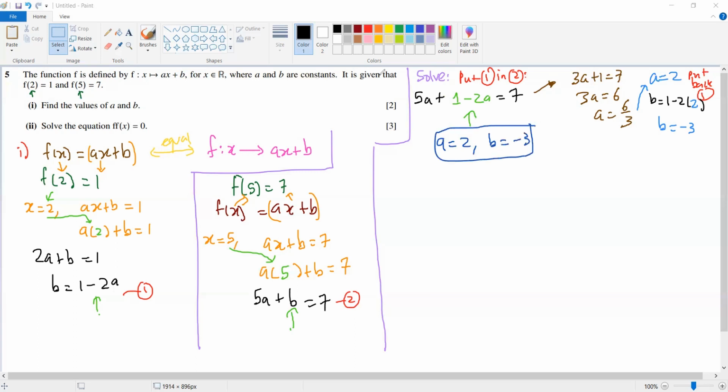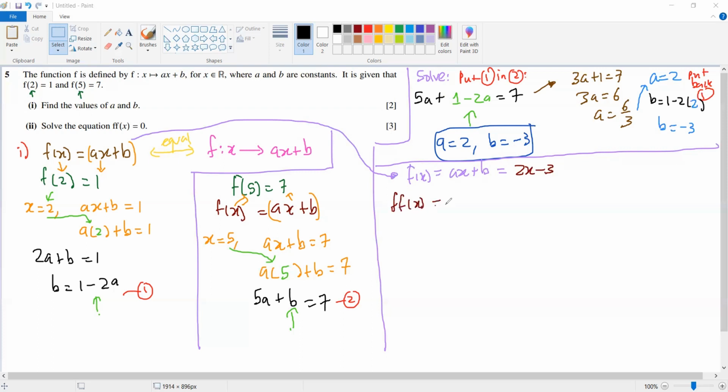For the second part, we can do it in the same screen here. What we need to do is copy this across first. f(x) was given as ax plus b, so we substitute these numbers first. So it becomes 2x minus 3, where a is 2 and b is negative 3. They want us to solve the equation f(x) equals 0.